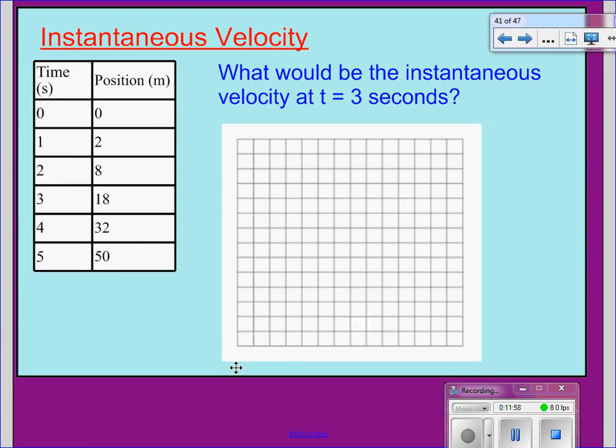All right, what I'd like you to do now is pause the video, and while the video is paused, take the data that you see on the left of time and position, and sketch the graph. Pause the video and then hit play to reveal that.